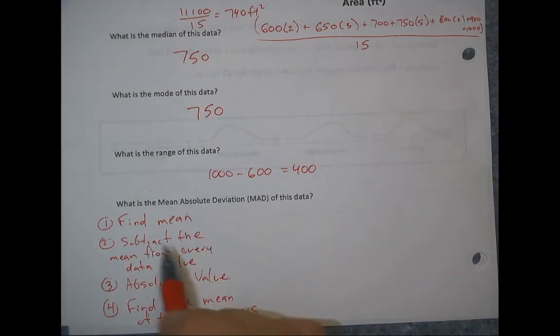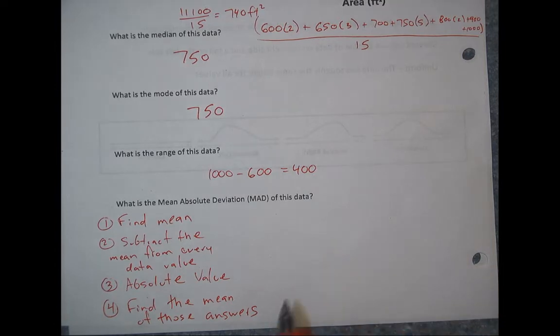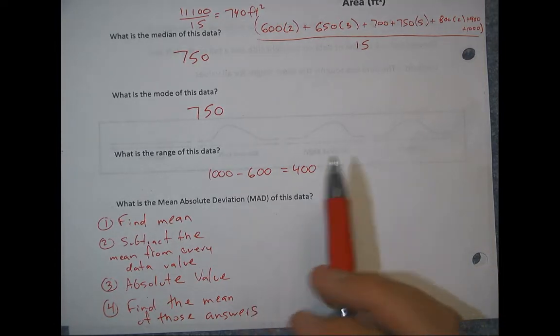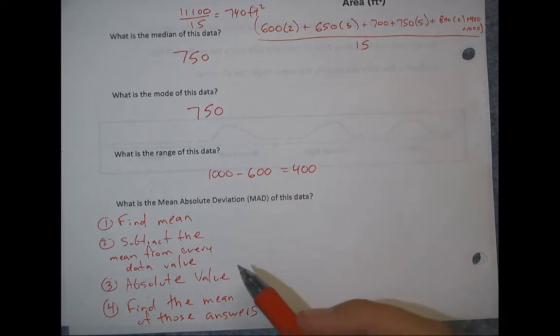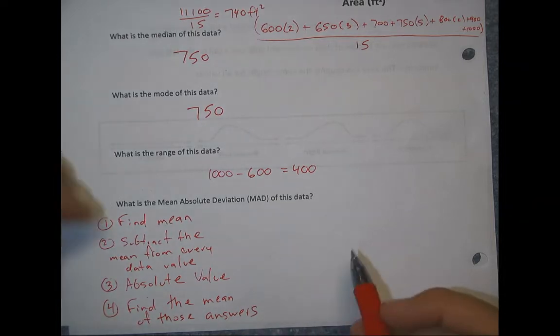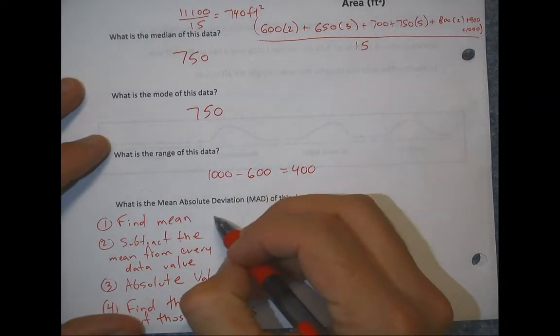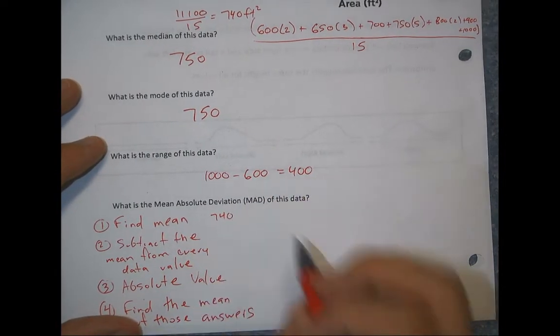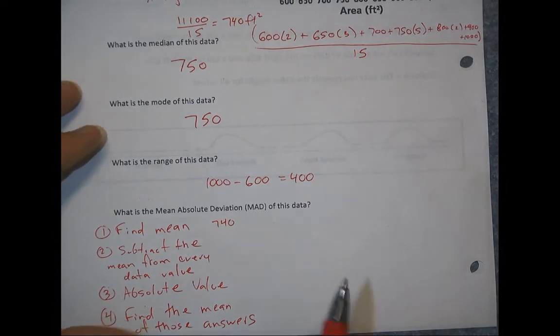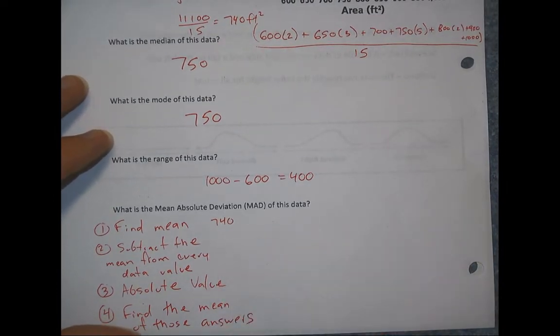So you find the mean, subtract that number from all of your pieces of data. If you have negatives because of the direction you subtracted, just turn them to positives, get the absolute value, so no negative numbers there, and then just find the mean of all of those. Here we go. So we already have the mean of 740. We're going to have 15 pieces of data here that we have to subtract that from. So we should get 15 new numbers.